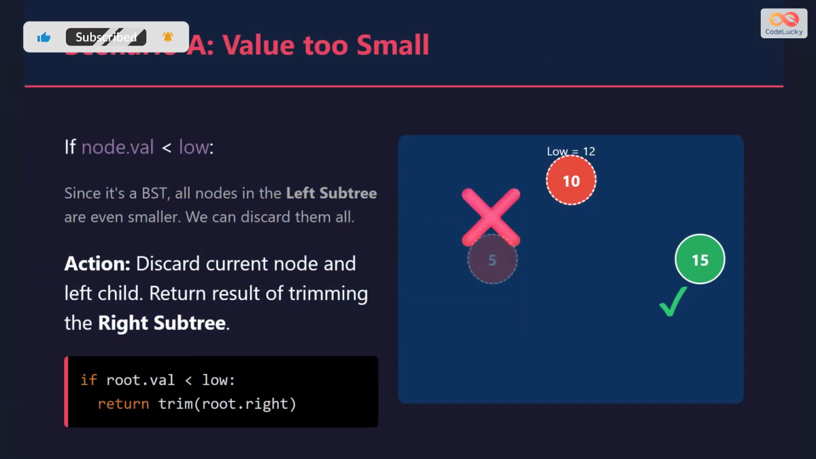Scenario 1 is when the current node's value is less than the low boundary. Because this is a sorted tree, if the current node is too small, then absolutely everything in its left subtree is also too small. We can safely discard the current node and its entire left side. However, the right subtree might still have valid nodes that are larger than the current node, but still within our range. So, we return the result of trimming the right subtree.